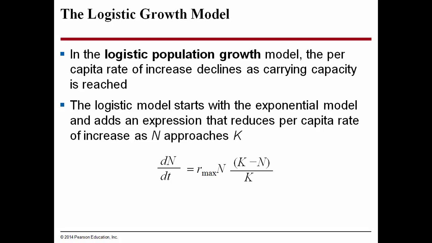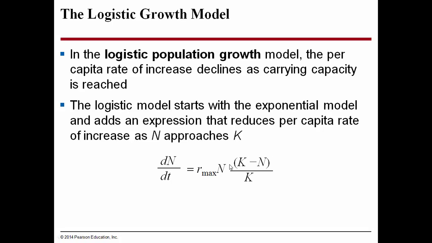If the maximum sustainable population size, carrying capacity, is K, then K minus N is the number of additional individuals the environment can support. And (K minus N) divided by K is the fraction of K that is still available for population growth. By multiplying the exponential rate of increase, R max N, by (K minus N) divided by K, we modify the change in the population size as N increases.